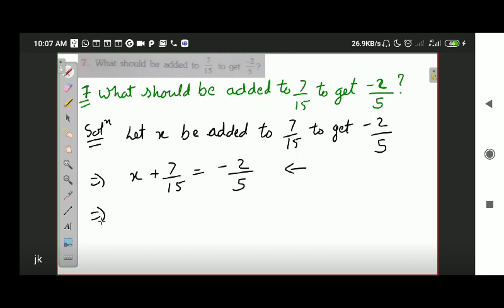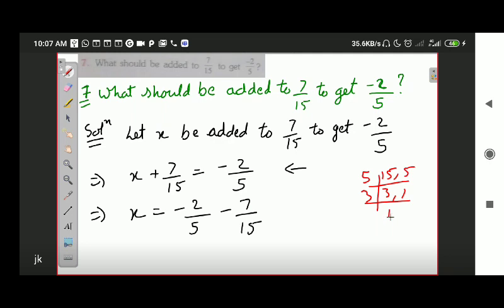So x = -2/5. When 7/15 is transposed to the right hand side, it becomes -7/15. Once again, since the denominators are different, we will take the LCM of 15 and 5. 5 3s are 15, 5 1s are 5, 3, 1, 1. So the LCM is going to be 15. For the right hand side, we convert it into the common denominator. The first term should be multiplied by 3, 3 2s are 6. The second term should be multiplied by 1.